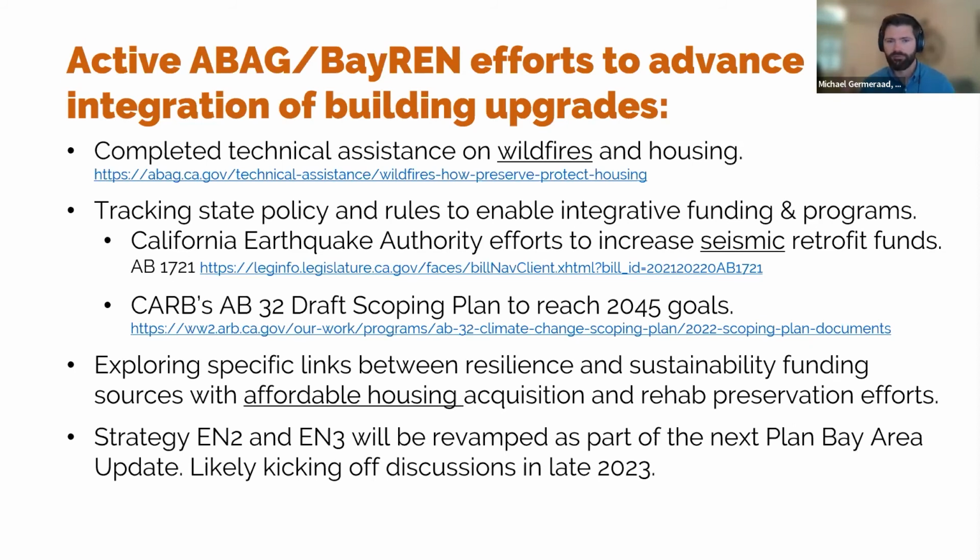I'll just finish with a note that strategy EN2 is about existing residential buildings being upgraded. Another strategy, EN3, is all about decarbonizing public and commercial buildings. Both of those strategies are going to be revamped as part of the next Plan Bay Area update. The plan is updated every 4 years, so it's likely a year or so from now that we'll be kicking off the next effort. And so we'll be taking another look at how we can strengthen these strategies in the plan and identify the actions for the next 4 years.